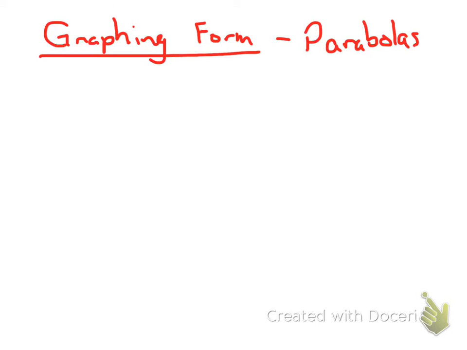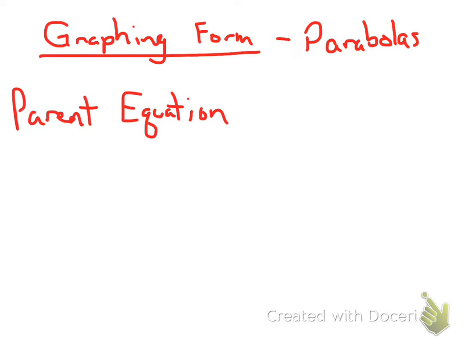So I'm going to go over graphing form for parabolas. The first thing we want to take a look at is our parent equation for a parabola. The very basic equation that we can have for a parabola is y equals x squared, and everything's going to be based off of that. So the first thing I want to think about with that is just some general points.